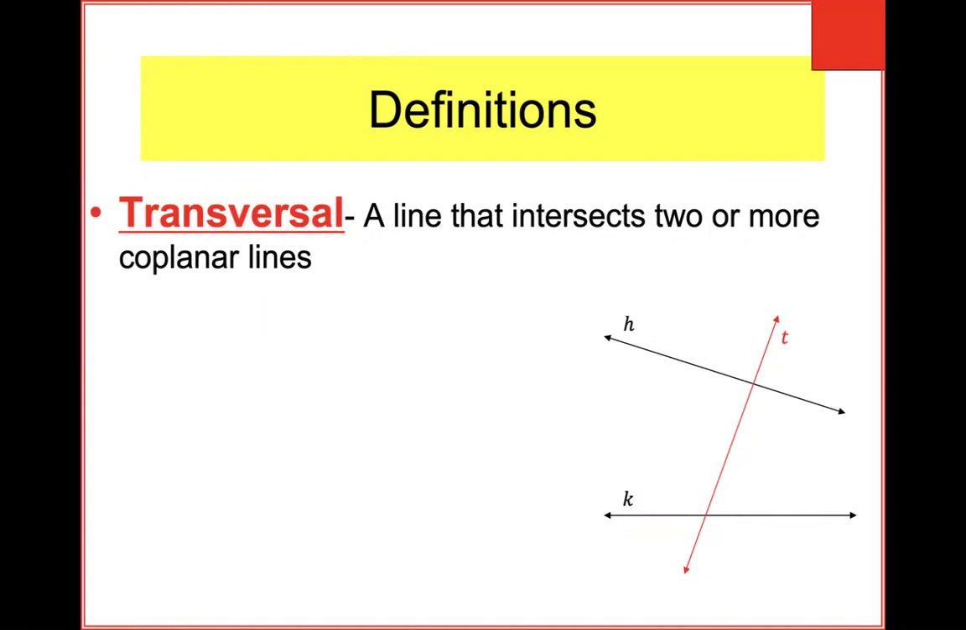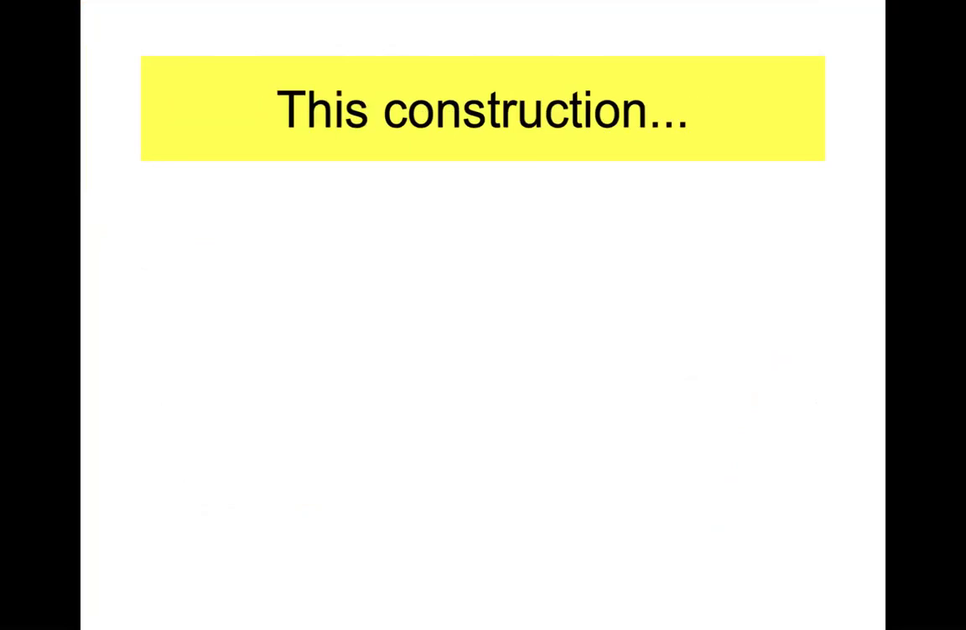First off, the line that intersects H and K is called a transversal. Notice I called it line T. That transversal is the line that intersects those two other lines. Now it says two or more. Eventually we'll get to more, but we'll start off with an easy one with just two lines cut by a third. That's a transversal. Pause the video if you need to write that down. H and K have to be coplanar. T is the transversal.